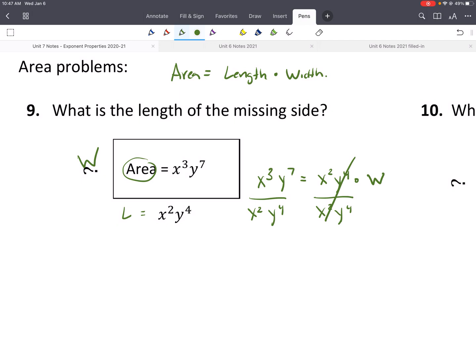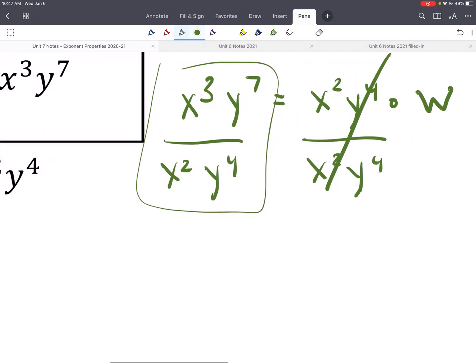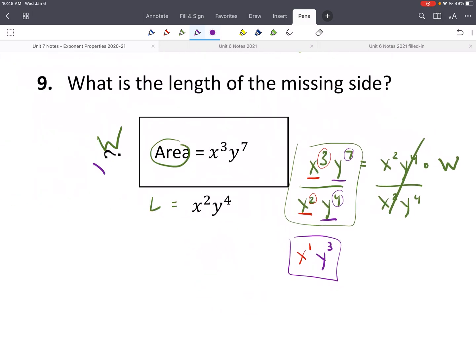And then now we have a problem that we've done just recently of something very similar. So since they're dividing, we'll subtract their exponents. So we have x's. We'll subtract 3 minus 2. That gives us x to the 1. And then we have our y's. So again, we subtract 7 minus 4. That gives us y to the 3. So this width is x to the 1 or x, y to the 3rd. And if you were to multiply these two together, that would give us our area.